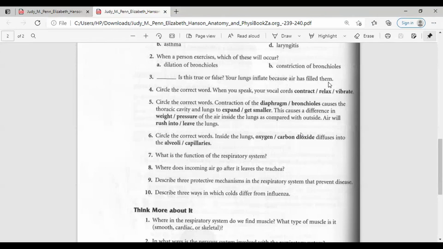Inside the lungs, oxygen diffuses into the alveoli. Okay, so your answer is inside the lungs, oxygen diffuses into the alveoli. The first one, oxygen, is correct. But where does oxygen diffuse into? Alveoli or capillaries?